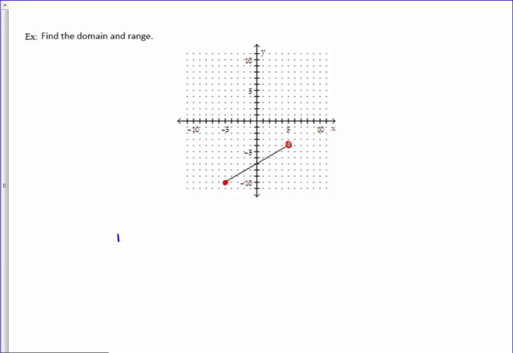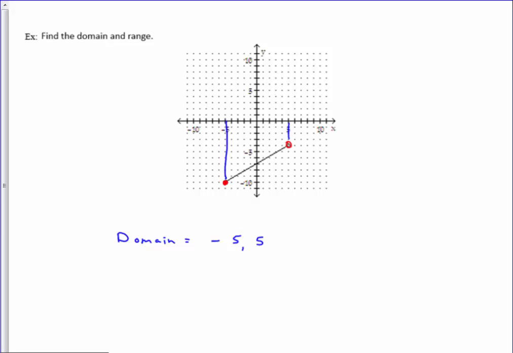The domain we know are x values. This is a smooth graph, meaning there will be an infinite amount of x values on this graph. What is the furthest to the left that this graph goes? Furthest to the left would be this x value here, -5. What's the furthest to the right my graph goes? That would be the x value here, +5.